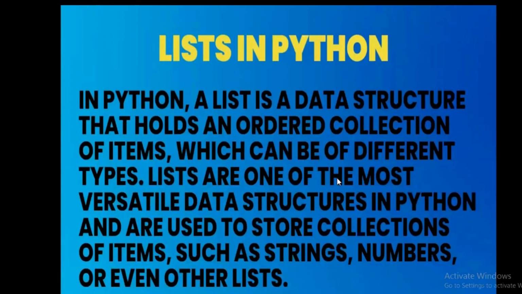Now lists are one of the most versatile data structures in Python and are used to store collections of items such as strings, numbers, or even other lists. That is, in a list, you can store either a number or a string, or even it can be a list or a combination of all these data types.